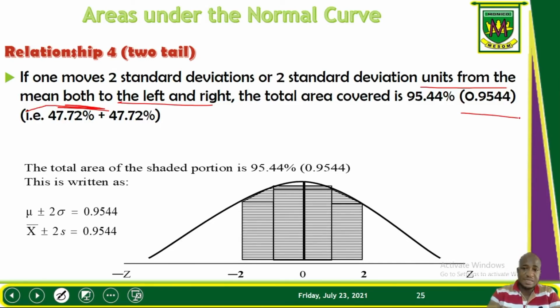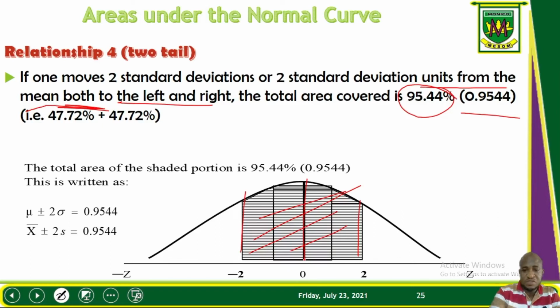0.9544, and this is after you have multiplied by 100. So when you multiply your area covered by 100, that is where you get the percentage, 95.44%. Since we have moved in both directions, we can see our mean here.